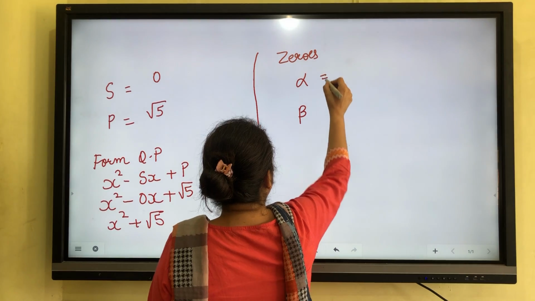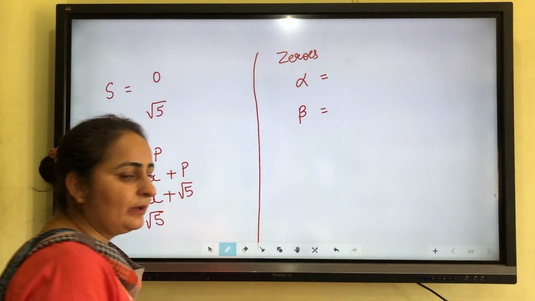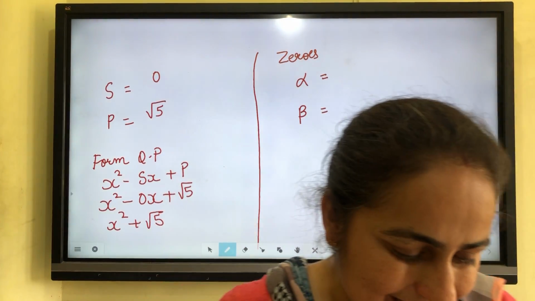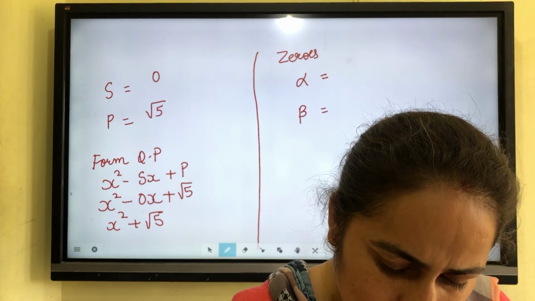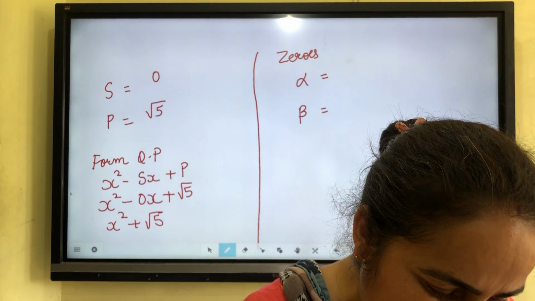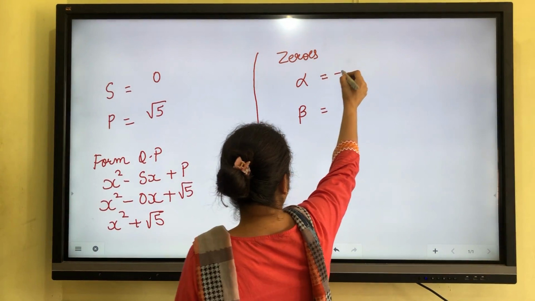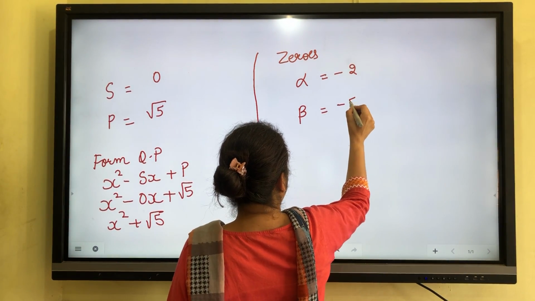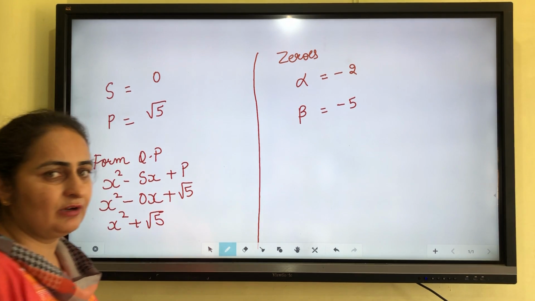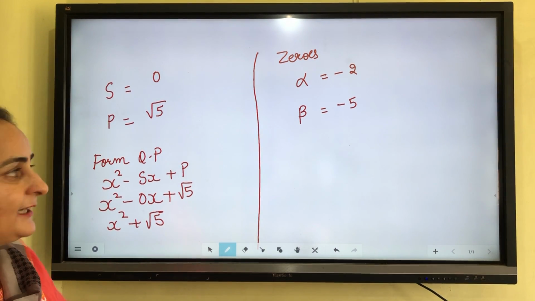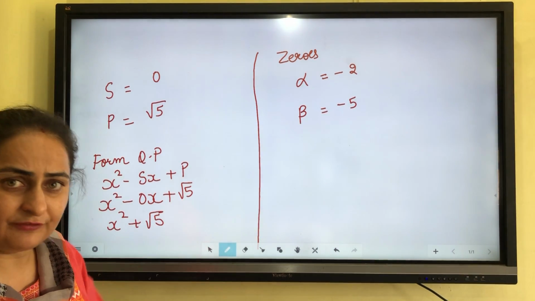And the second method is, instead of sum and product, we have been given alpha and beta. Alpha means any value of the zeros, that depends upon you. What values am I taking here? The values may be -2 and -5. Maybe you understand the meaning of alpha and beta: that is one value of x and the second value of x.